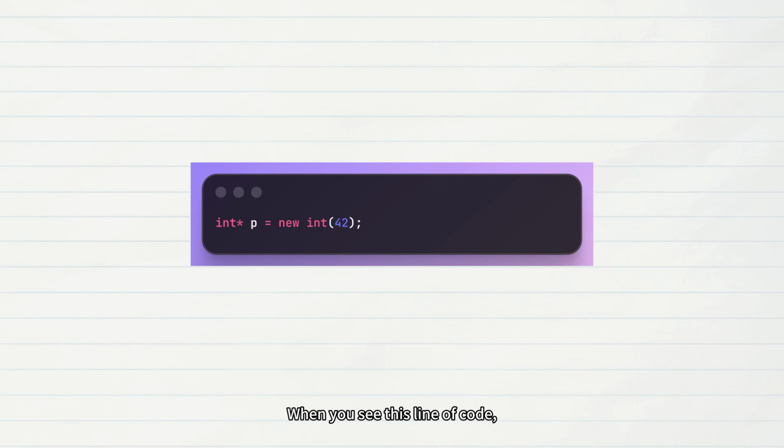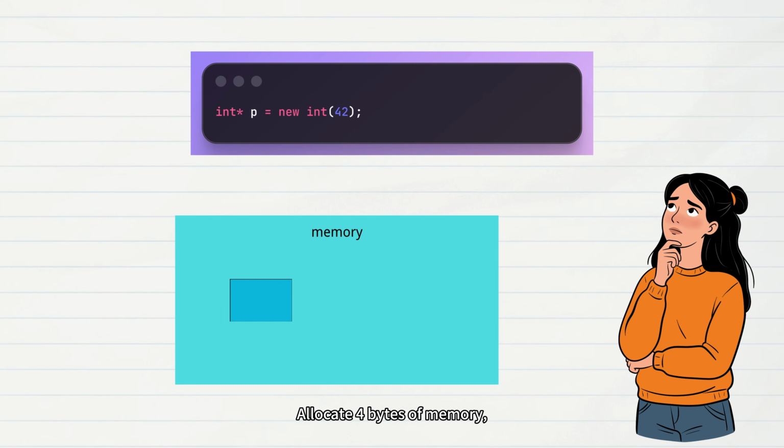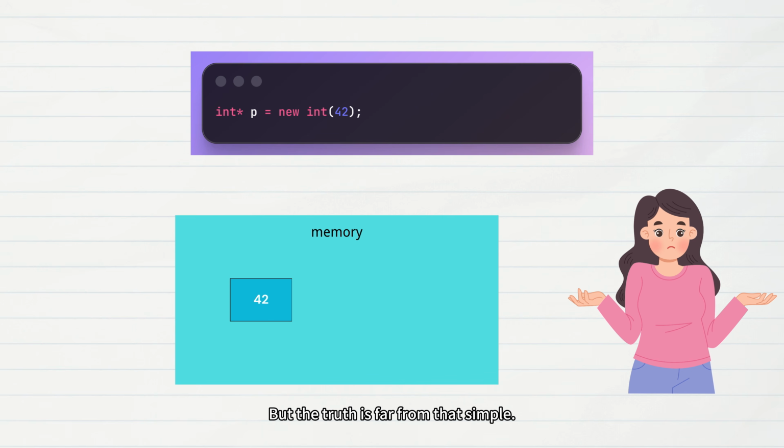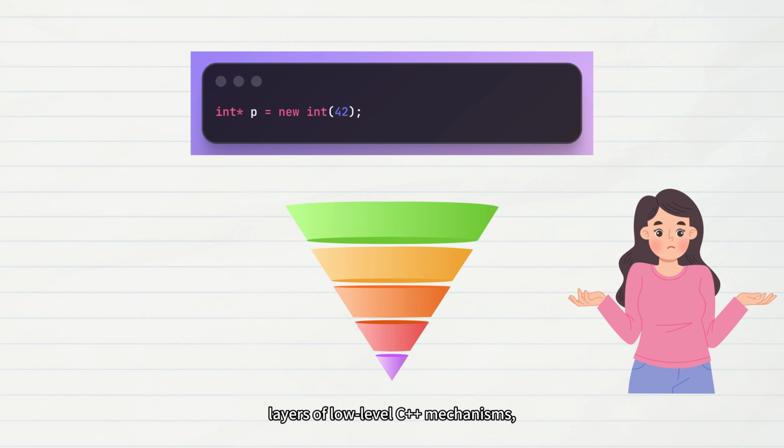When you see this line of code, what do you think it does? Most developers would surely answer, allocate 4 bytes of memory, write the value 42, end of story. But the truth is far from that simple. Behind the single line of code lie 5 layers of low-level C++ mechanisms. And most developers even misunderstand the first key point.